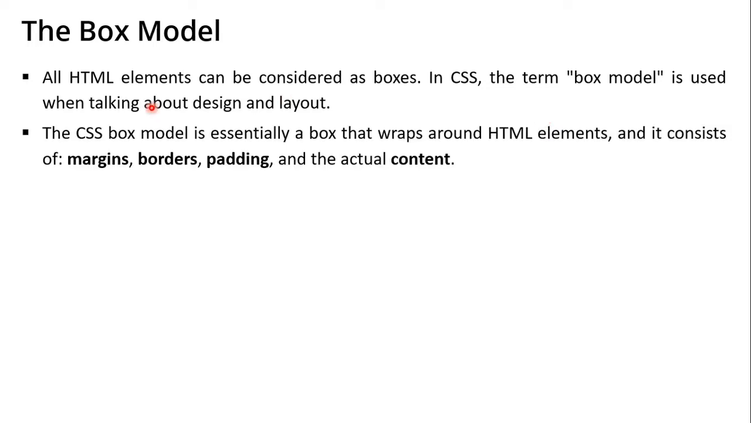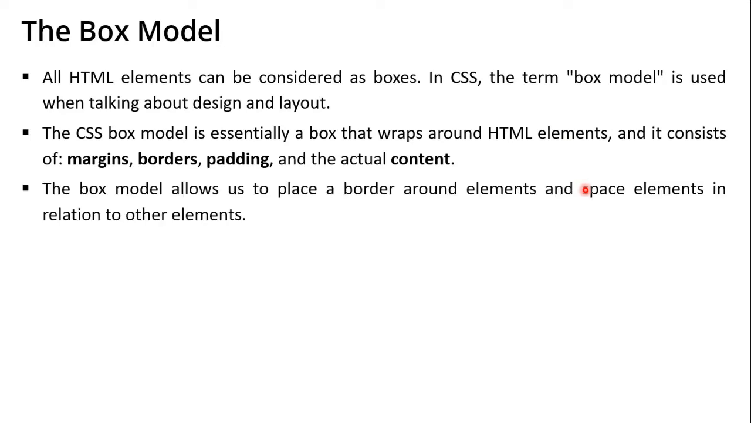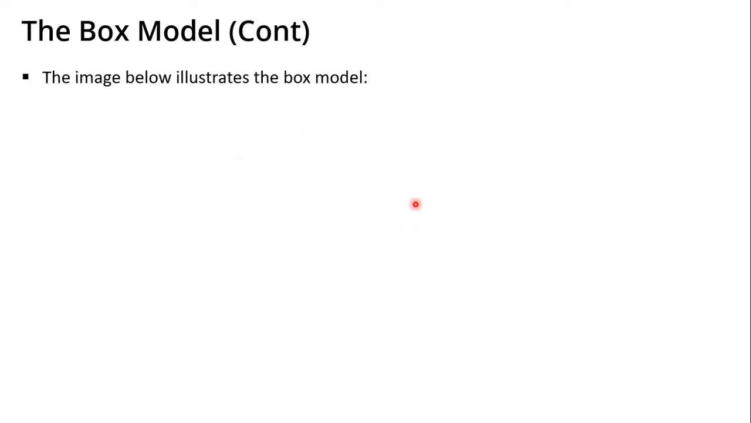The CSS box model is essentially a box that wraps around HTML elements and it consists of margins, borders, padding and the actual content. The box model allows us to place a border around elements and space elements in relation to other elements. So we have the functionality of border in the box model.